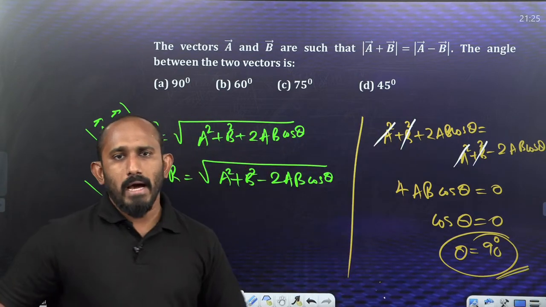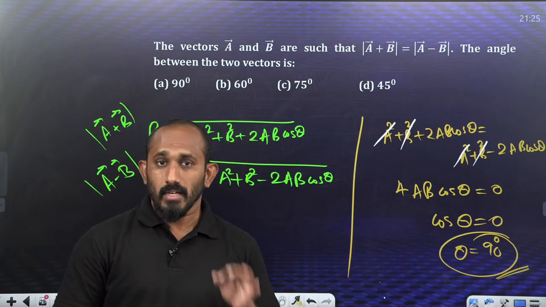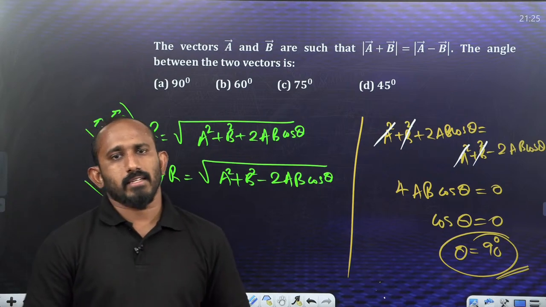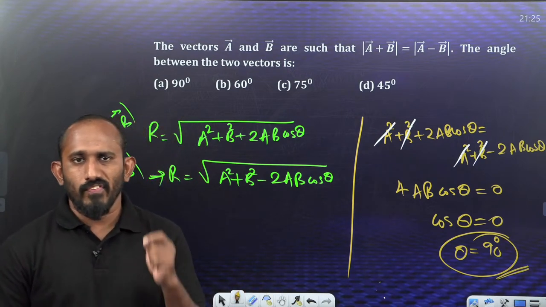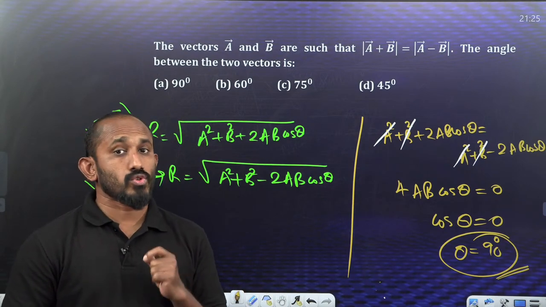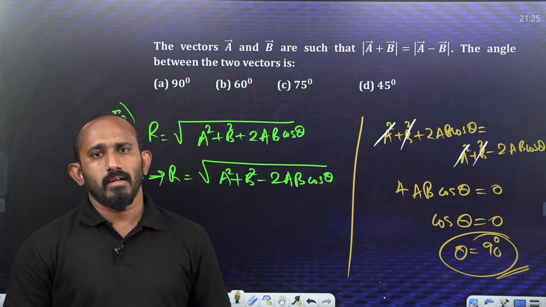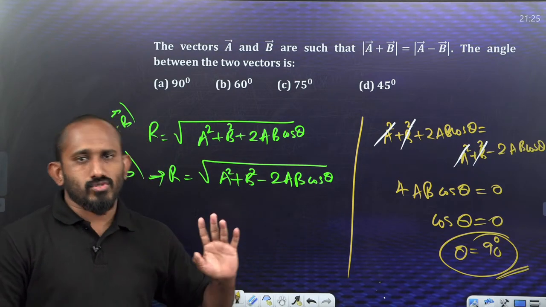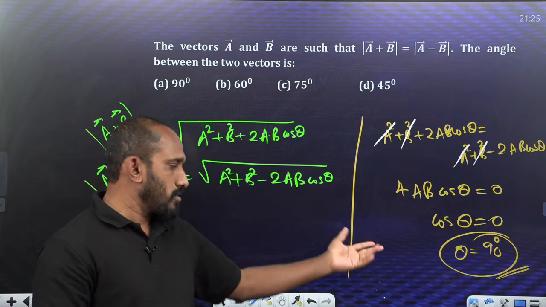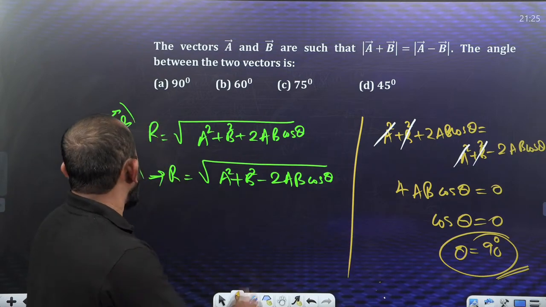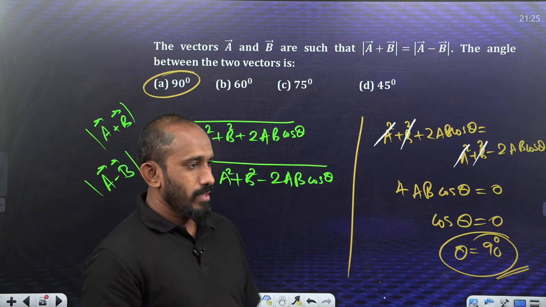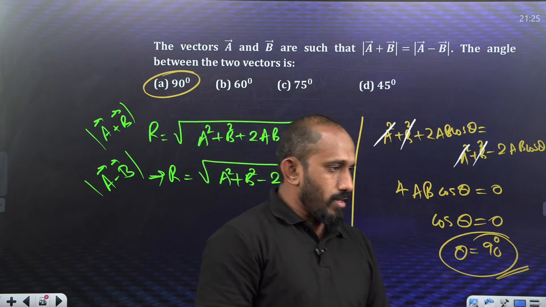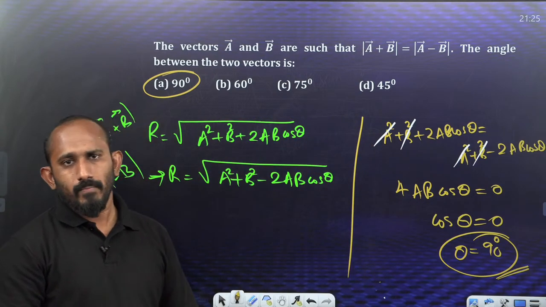So the magnitude of the resultant R is root of A square plus B square plus 2AB cos theta. If A plus B is there and A minus B, you will get root of A square plus B square minus 2AB cos theta. Equate both, theta is equal to 90 degree. So option A is the correct answer. Good. So next question, let's do.